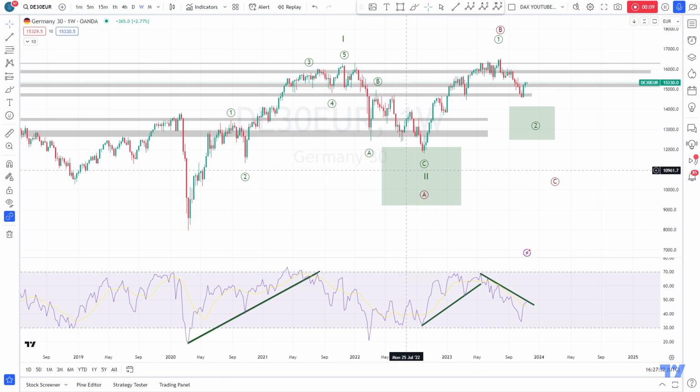For the record, today is Monday, November 13th. Time is around 4:30 p.m. GMT. So we will start in the higher time frame, and here we are looking at the weekly chart.